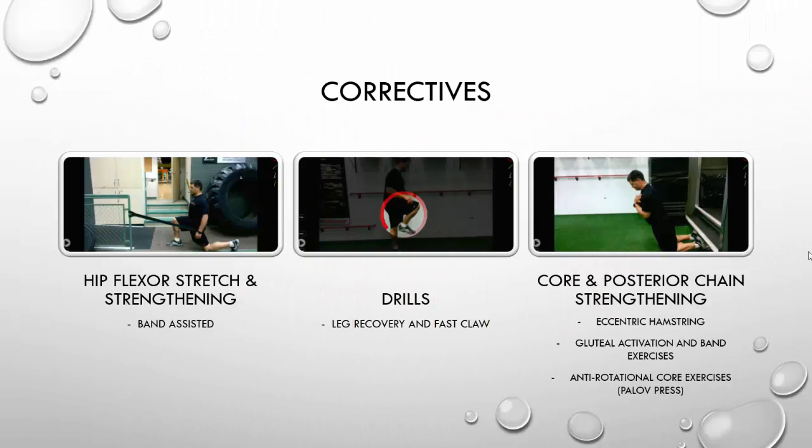Corrective exercises and drills for the athlete to perform. The first picture shows a band-assisted hip flexor stretch. The second picture shows leg recovery and fast claw drill. And the third picture is an eccentric hamstring strengthening exercise. Other exercises to be used will be glute activation and strengthening techniques with bands and anti-rotational core exercises such as the Pallof press.